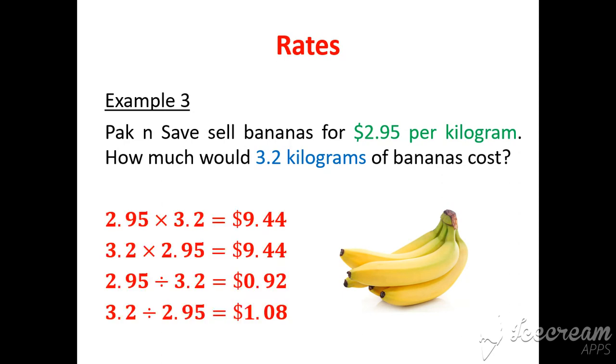So here are our 4 possible scenarios of multiplying and dividing. Once again, these bottom 2 answers are less than $2.95. We're buying more than 1 kilogram, so it's got to cost at least $2.95. So these 2 we can ditch, and the correct answer is $9.44. We take the cost per kilogram and multiply by how many kilograms we're going to get.